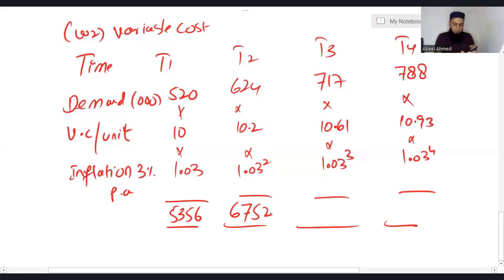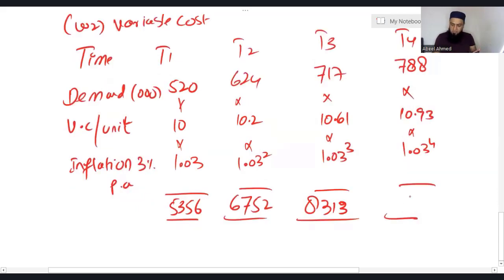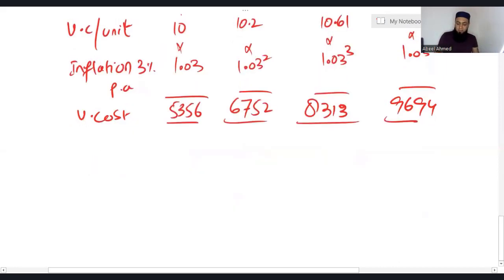717 into 10.61 into 1.03, the power is 3, I'm getting 8,313. 788 into 10.93 into 1.03 power 4, we are getting 9,694. Now let's go for working 3.